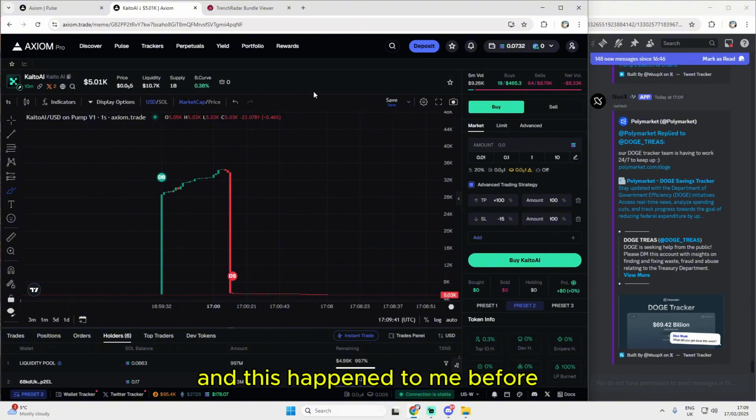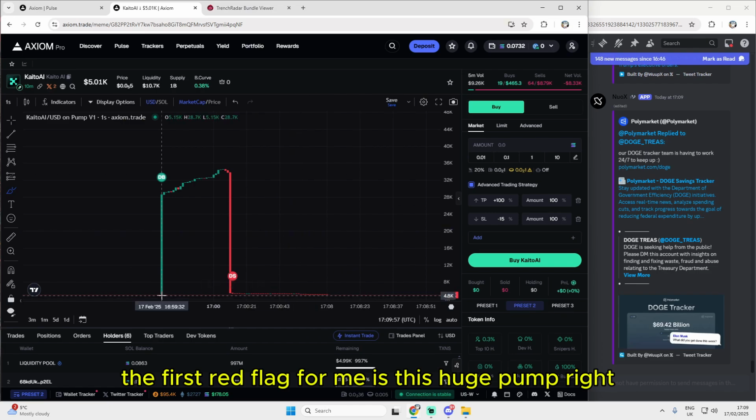And this happened to me before, but I didn't lose that much, but it did happen to me. Essentially, how I can differentiate these coins from coins that won't dump on your head is the coin is being bundled. So essentially, the first red flag for me is this huge pump, right?